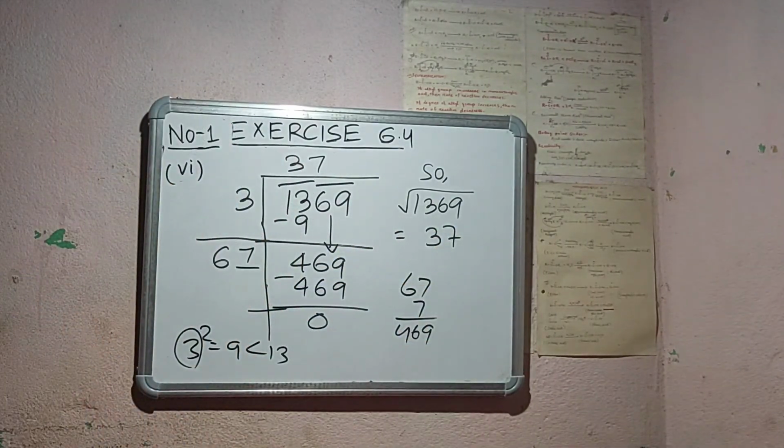Clear? So in this way you can get the square root of the numbers from bit 1 to bit 6 of question number 1 in this video. In the next video we will start from the next bit, that is bit 7 of question number 1. The remaining bits are discussed in the next video.